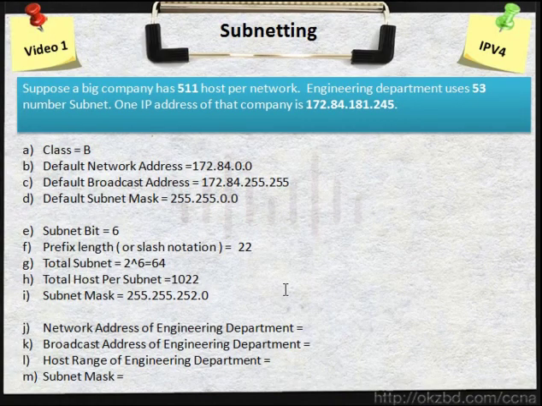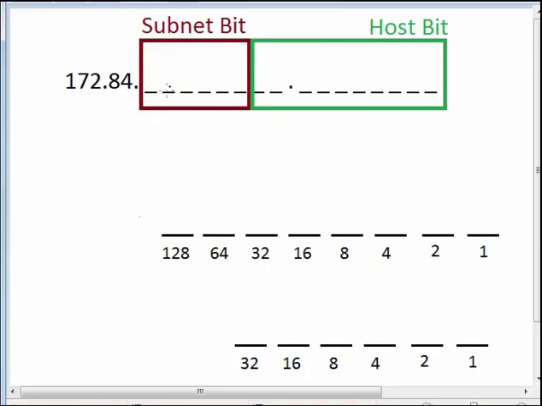Next question: the network address of the engineering department. The engineering department uses subnet number 53. First, we have to implement 53 in the subnet bits. Here our subnet bits are 6: 1, 2, 3, 4, 5, 6. We have to write them in another place for calculation.